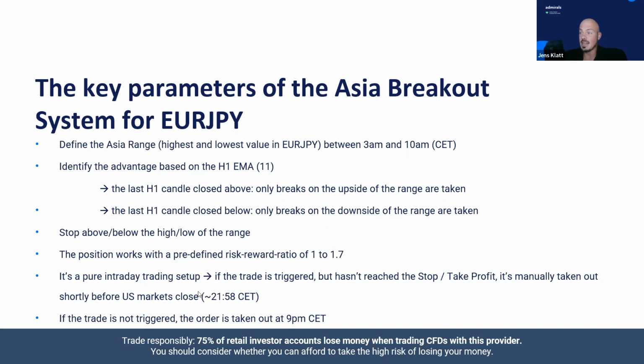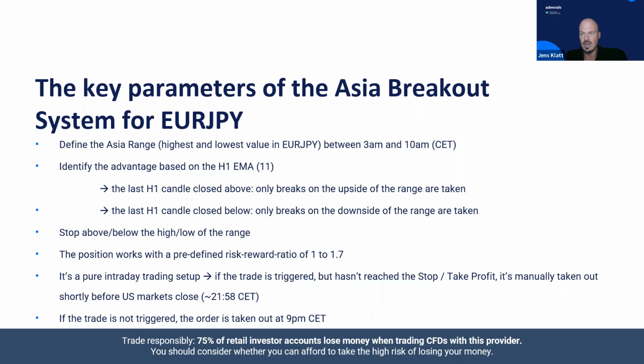And the next thing is, so this is shortly before US markets close. In this case, it's 9:58 German time, CET then. This is 2 minutes before Wall Street closes. And if the trade isn't triggered at all, this happens also sometimes if you have a range, which is quite wide because there has been some volatility in Asian markets, for example, and then the market continues to trade within this range over the day, but it's not breaking out. It's not happening that often, but it happens.